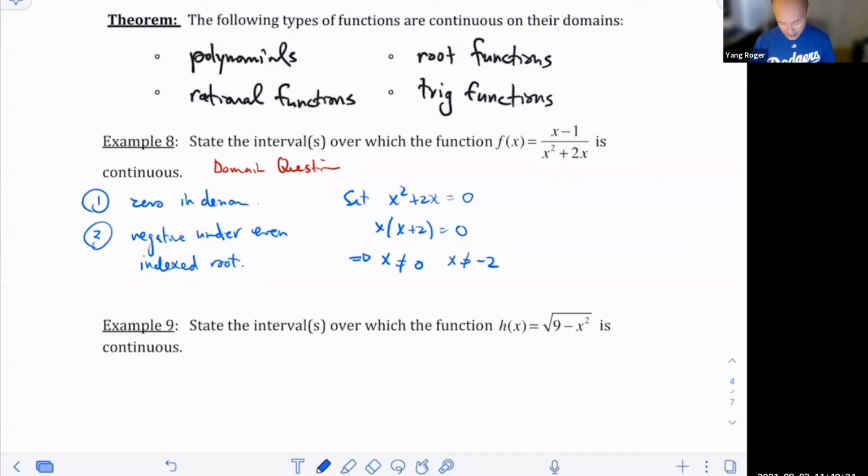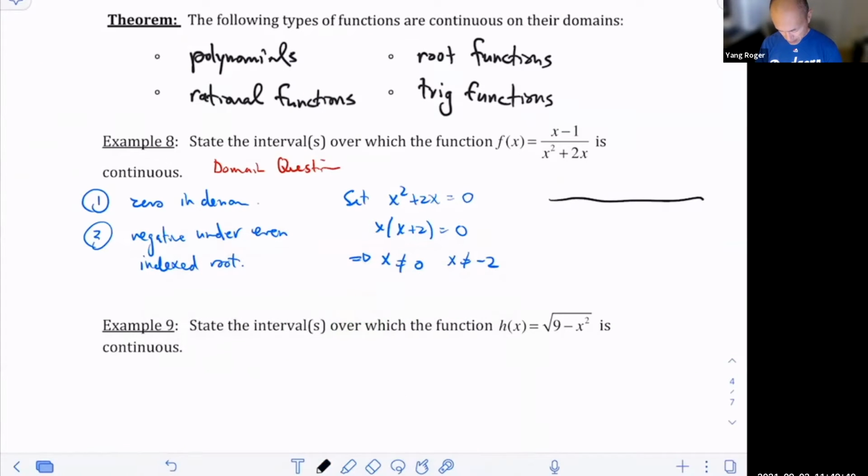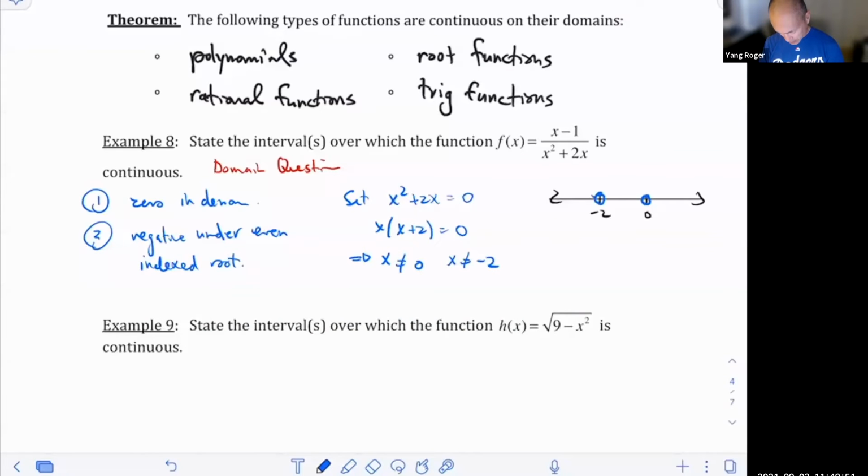So what we want to do is write this as an interval. I can draw a little number line like this. Here's -2, here's 0. I'm going to have an open circle at -2 and an open circle at 0. This part goes like this, and this part goes like that. So my interval is going to go from negative infinity to -2, union -2 to 0, union 0 to positive infinity. Does that make sense to everybody?